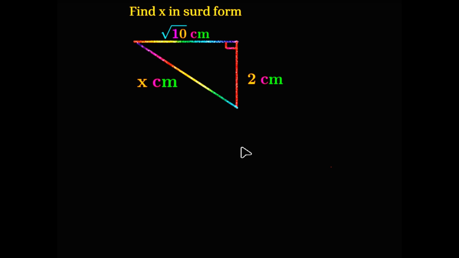Let us look at this question. Find x in third form, and then you have that right angle triangle. So here we're just going to apply the Pythagoras theorem. So we are going to take the hypotenuse squared.